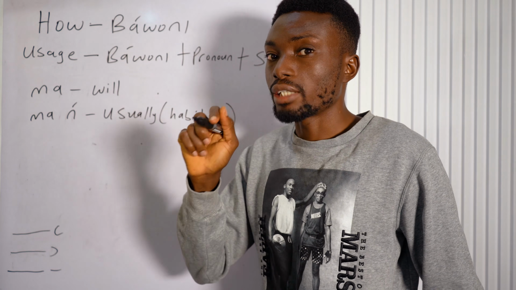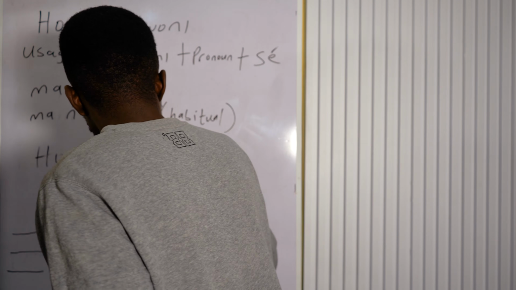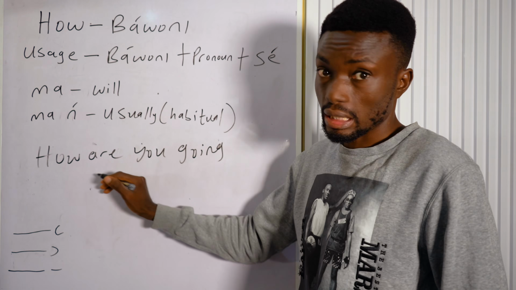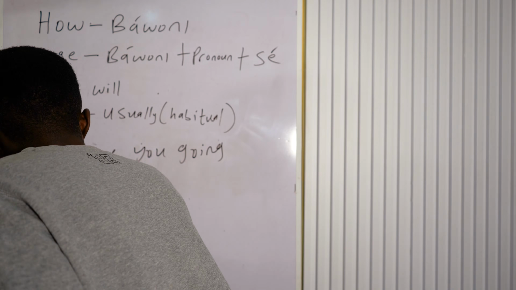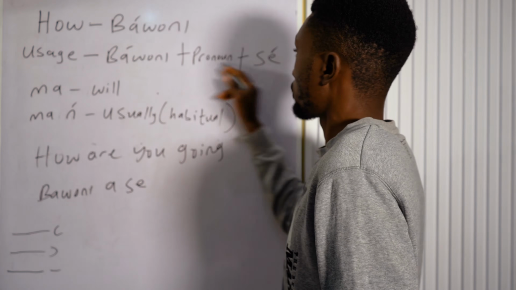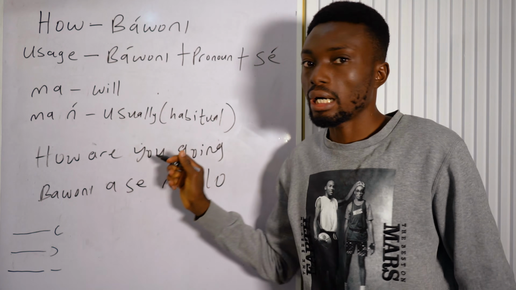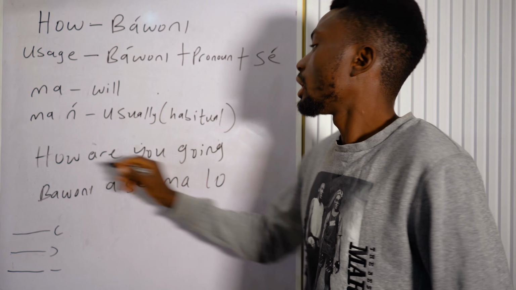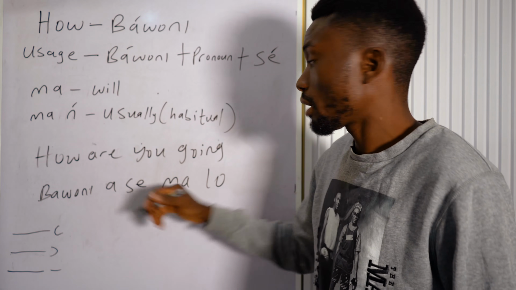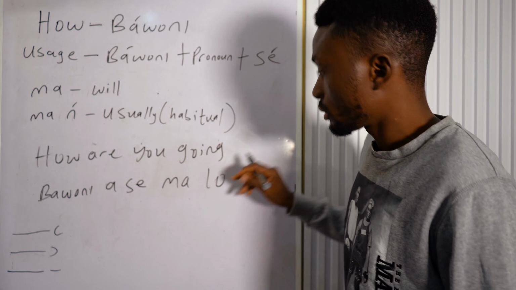Let me also say something here about how are. How are you going? How also comes with how are. It is báwo ni a ṣe, báwo ni pronoun ṣe, a ṣe máa lọ. So if it is how are we going? How are you going? How am I dancing? Báwo ni mo ṣe ń jó? How am I dancing? Báwo ni mo ṣe ń jó?